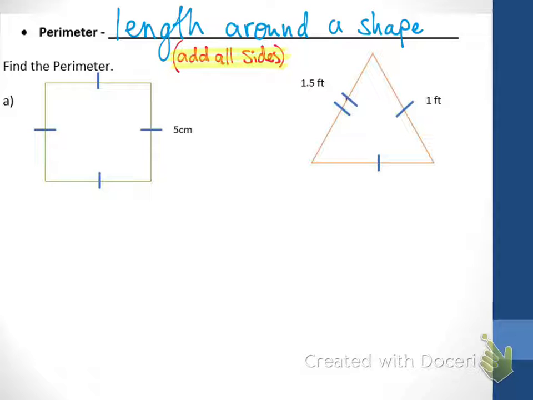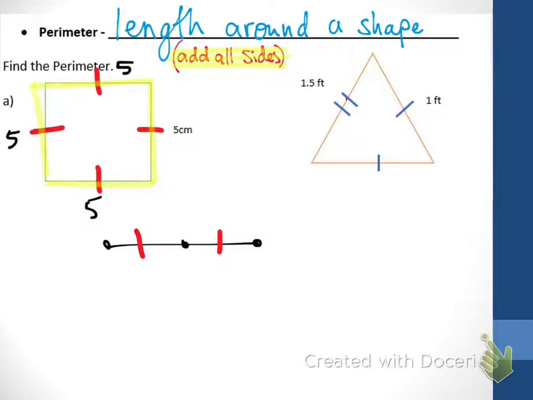Okay, so in the last section, we learned what these tick marks mean, right? What do they mean? All the sides are equal, congruent in length. All right, so this first one, yes, all of these tick marks mean that they are the same length. So we got 5, 5, 5, and 5. So add them all up. 5 plus 5 plus 5 plus 5 is 20, and you do need to write centimeters.